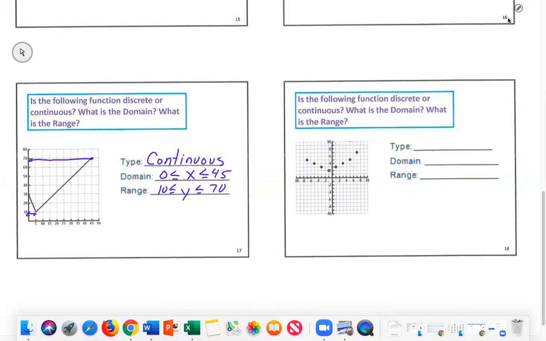Now over here on the right, this is discrete because it's all broken up. It's in pieces. Okay, notice all the little pieces here. My domain, well, these are going to be the numbers. So we're going to trace each of these points over. Okay, so that would be for the range. For the domain, we would trace them down. So if we trace it down, my domain is -7, -5, -3, -1, 1, 3, 5, and 7.